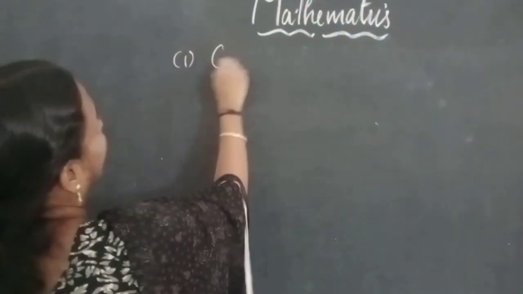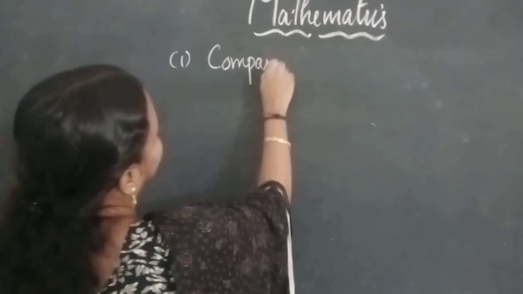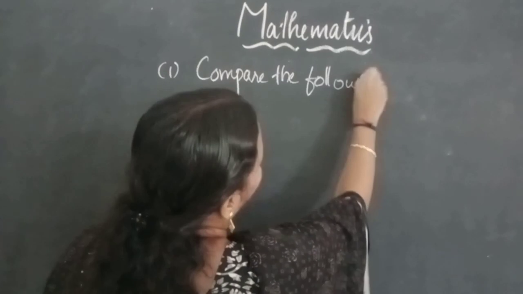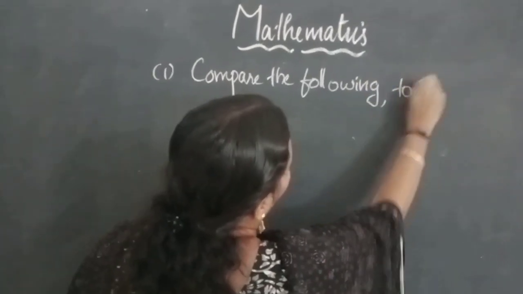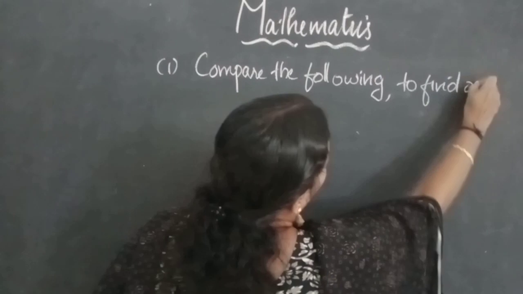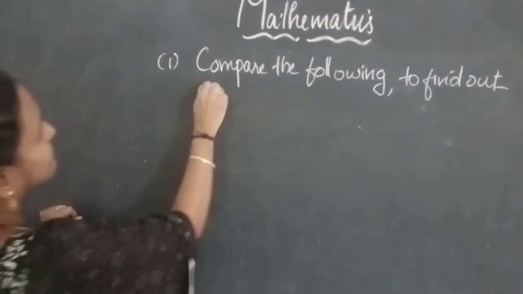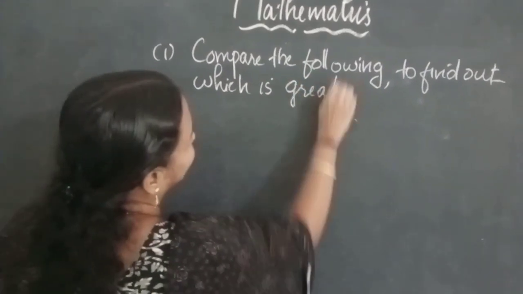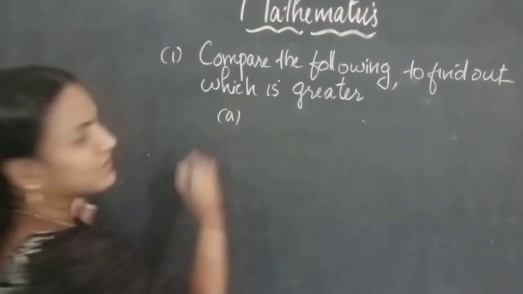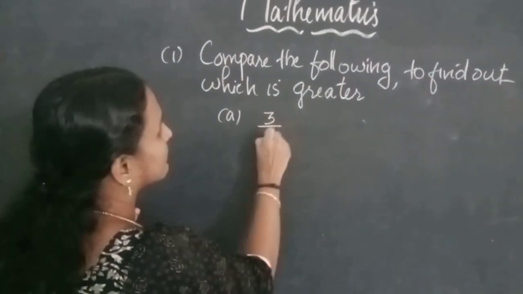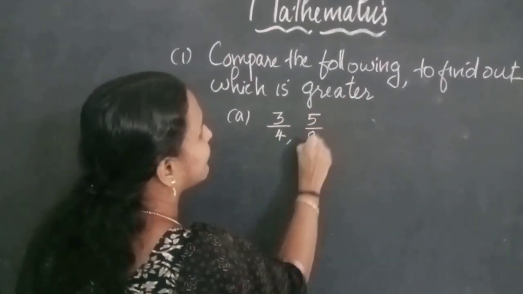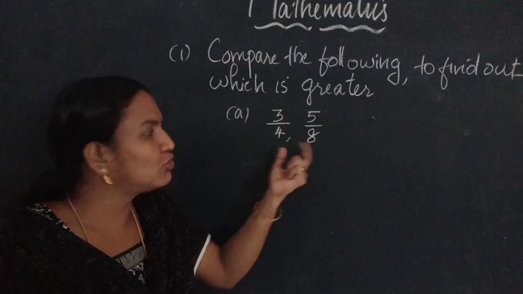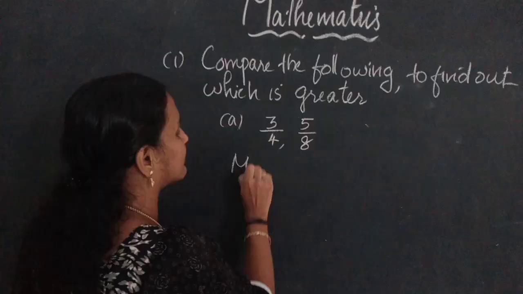Question: Compare the following to find out which is greater. A: 3 by 4, 5 divided by 8. 3 by 4 and 5 by 8, which is greater? Two methods are there. The first method, method 1.